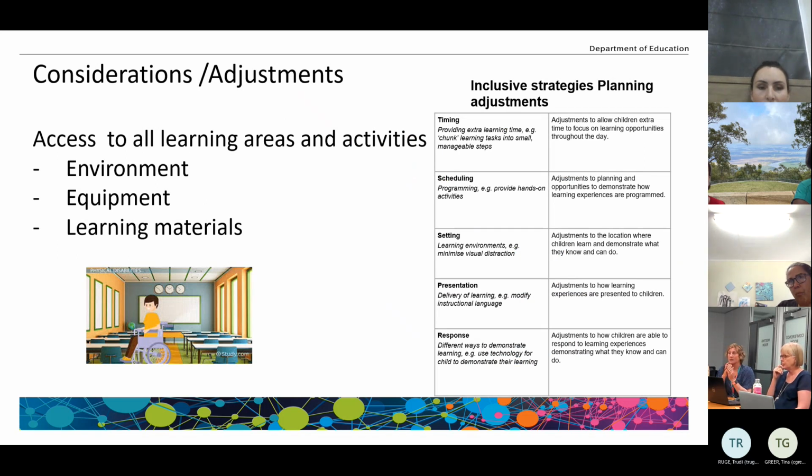Considerations and adjustments, it's all about access to all learning areas and activities. So looking at the environment, equipment and learning materials. So making sure that the child can engage with the tasks or the activities that you have there, and making adjustments around that. And in your early years, you would have all seen that inclusive strategy planning adjustment. So looking at your timing, your scheduling, your setting, your presentations and responses. So they all can be adjusted, taking into consideration a student with a physical impairment.